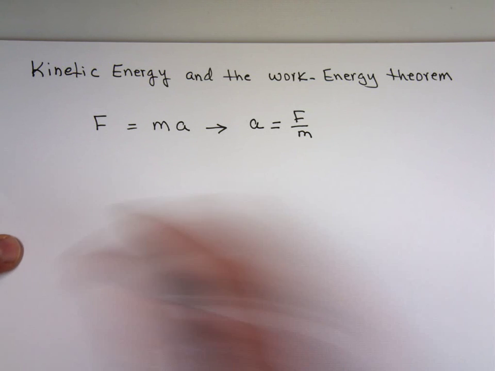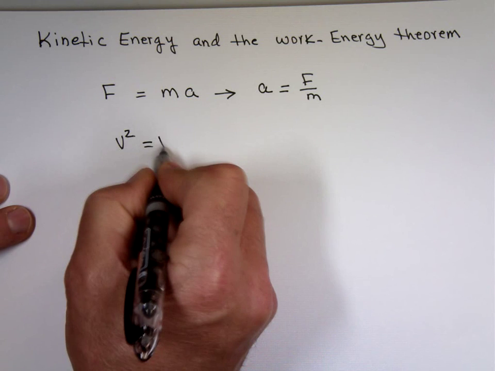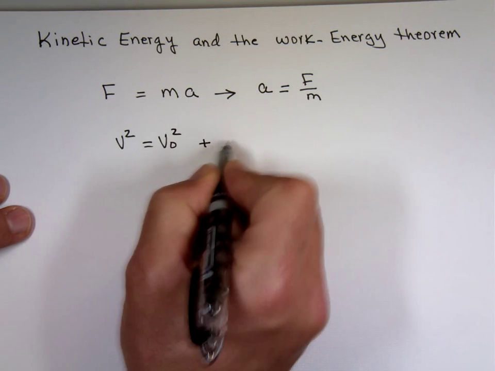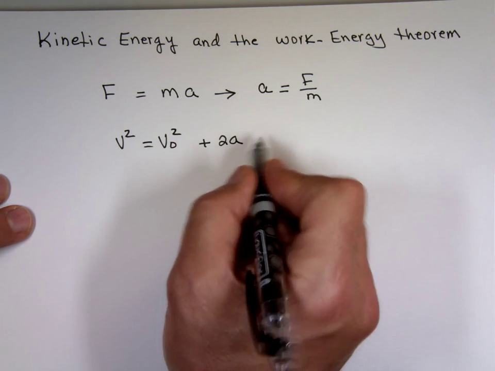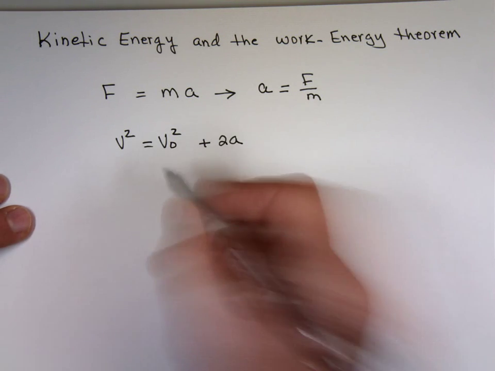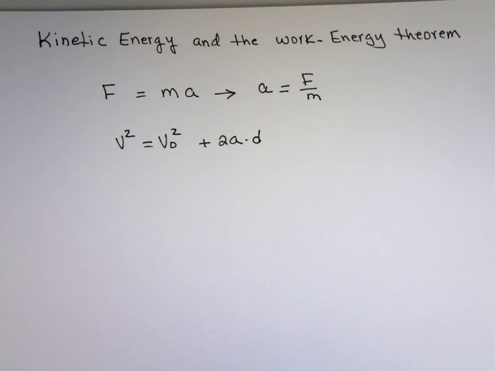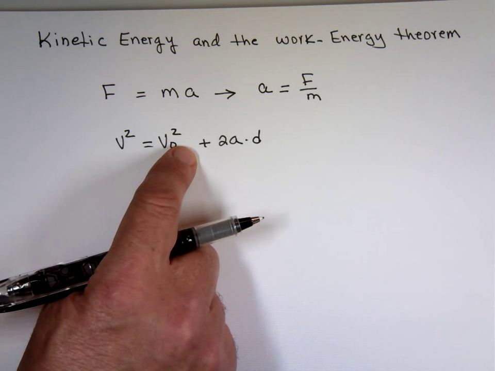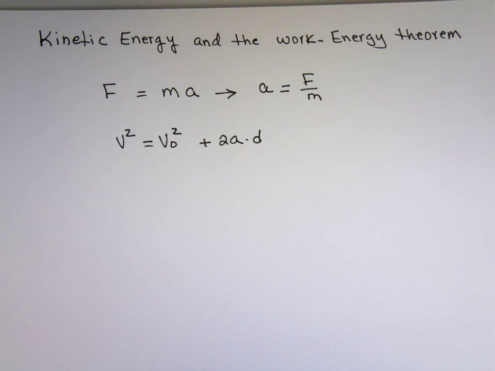Let's take another equation from the early chapters, and that says v final squared equals v initial squared plus 2a times delta x, right? Let's use d instead of delta x, the distance traveled. Remember that equation? Equation number 5: v final squared equals v initial squared plus 2a delta x, the distance traveled. I decided to use d instead of delta x.